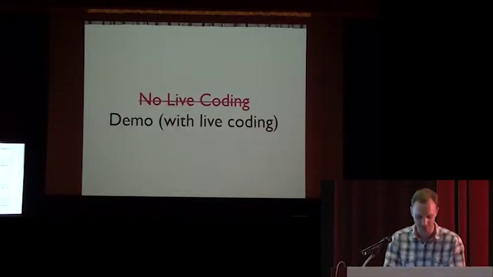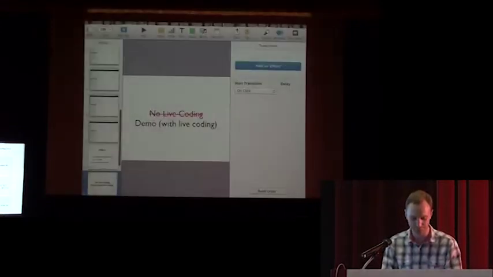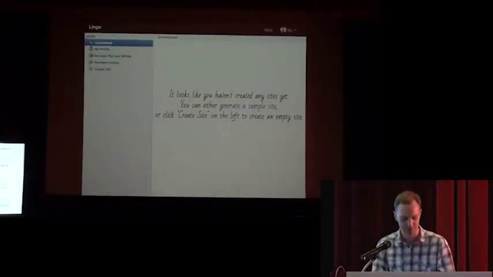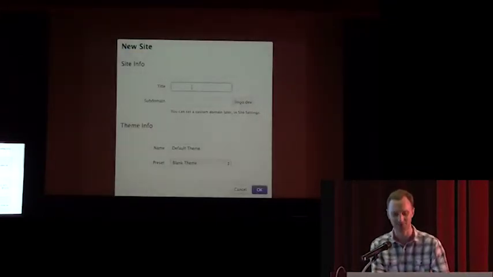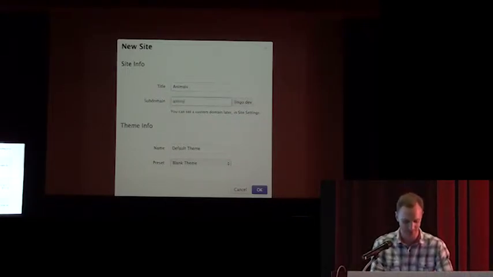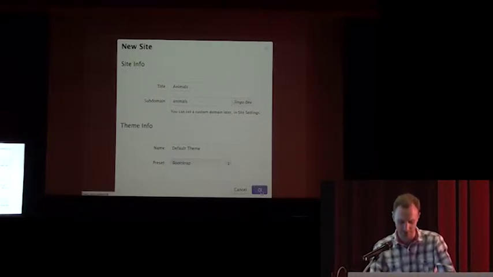So now I'm going to do a demonstration of building a website using Lingo. I've already created a Lingo account, so I'm going to go ahead and create a site. Now, as we know, Ruby is an object-oriented programming language, so there's only one possible example we can use. I'm going to create a website which lists animals. I'm going to use the Bootstrap theme to save some time. Go ahead and create the site.